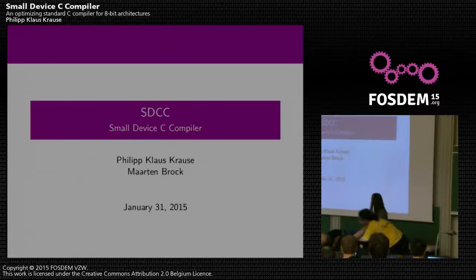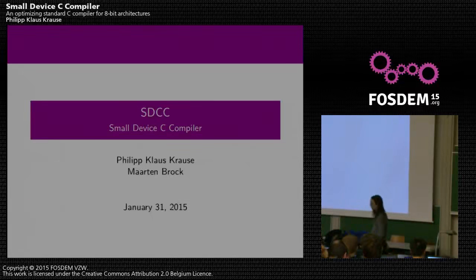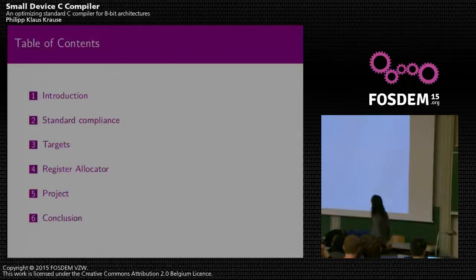Okay, so welcome to the talk on the small device C compiler. I'll start with a quick introduction to SDCC, then talk a bit about the things that are important for the users, like standard compliance and the targets we support. Then I'll go on about optimizations, and a particularly interesting optimization is our register allocator, and a short overview on the project.